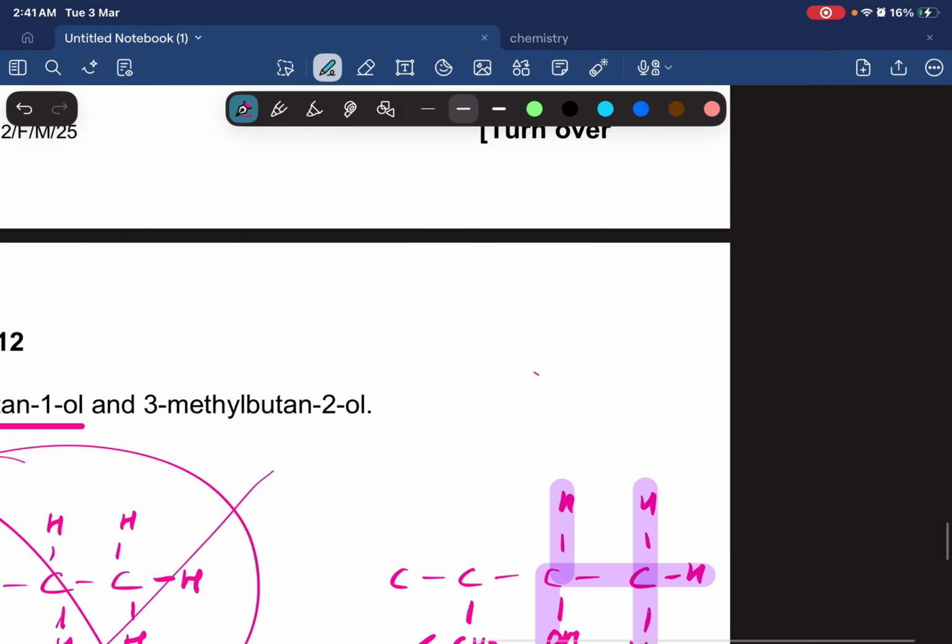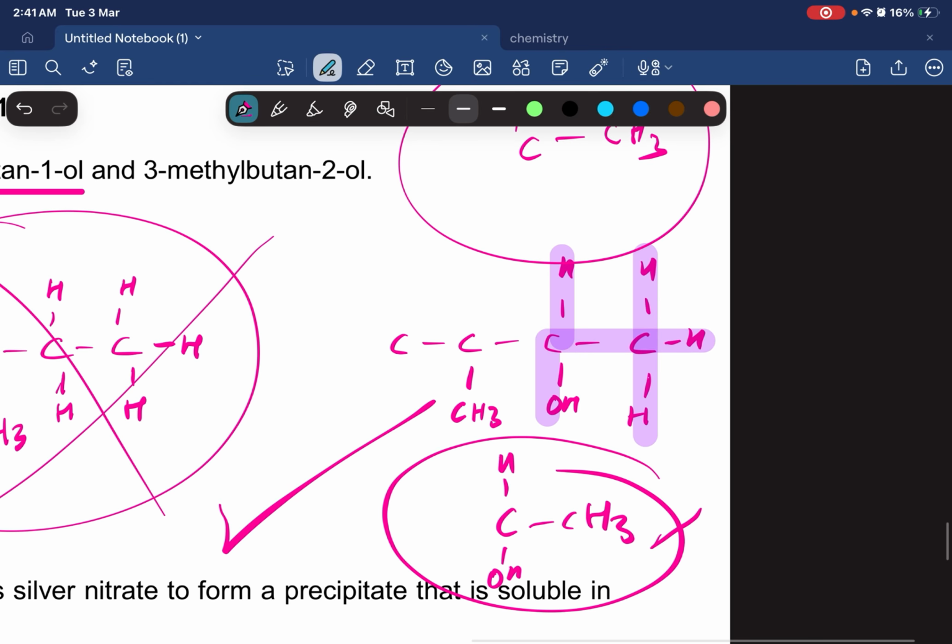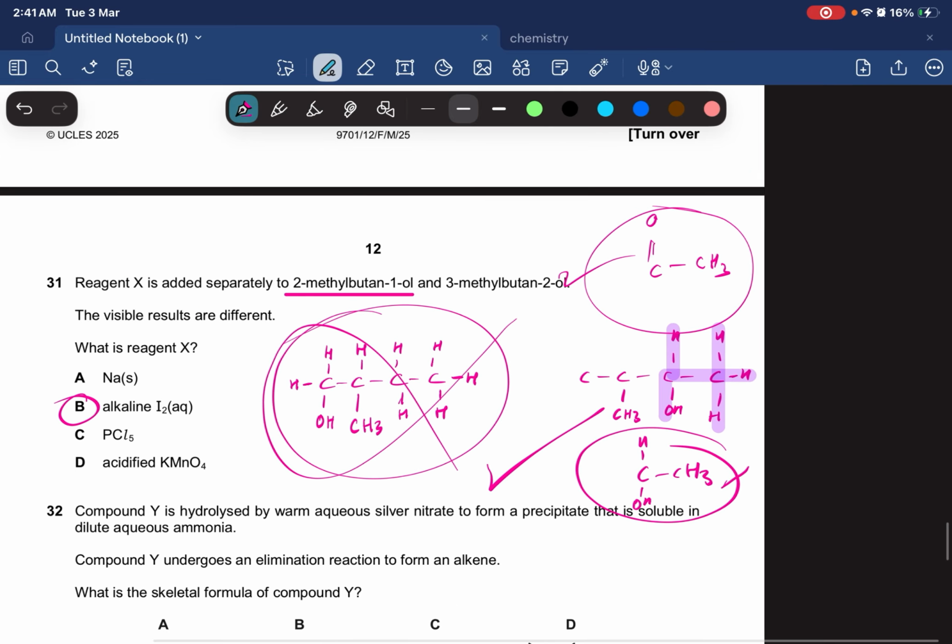Whenever you have C double bond O, CH3, what does this give you? A positive iodoform test. And this group also gives you a positive iodoform test. So I always tell people not to remember methyl alcohols and that stuff, and this stuff is going to give you a test. Just learn the groups that are going to give you a positive test.